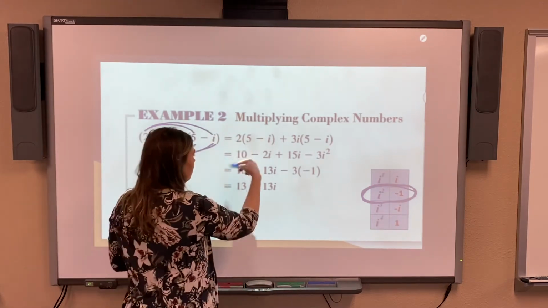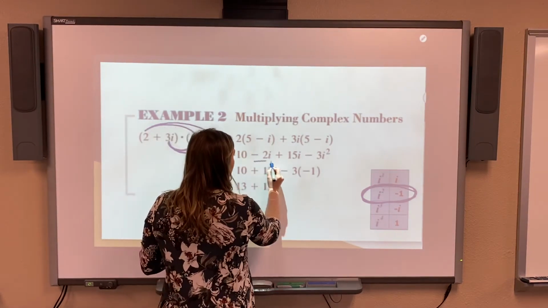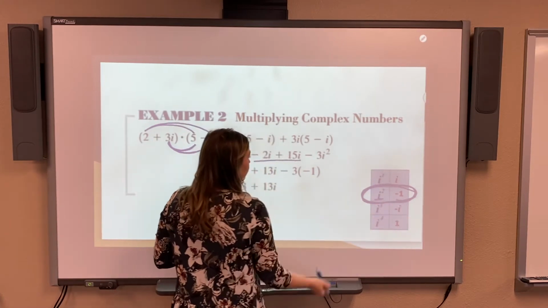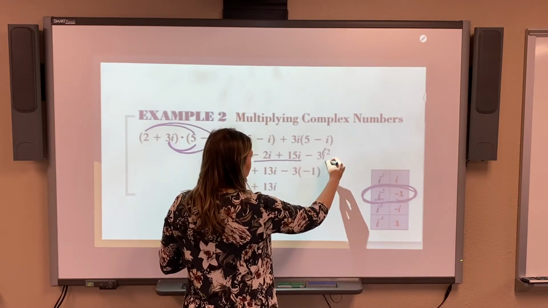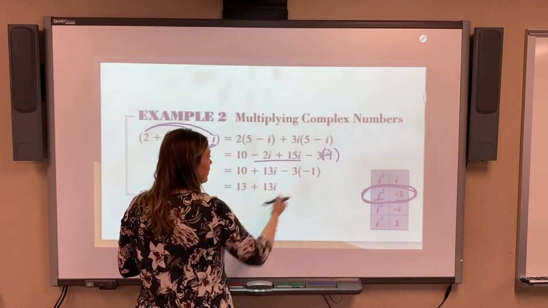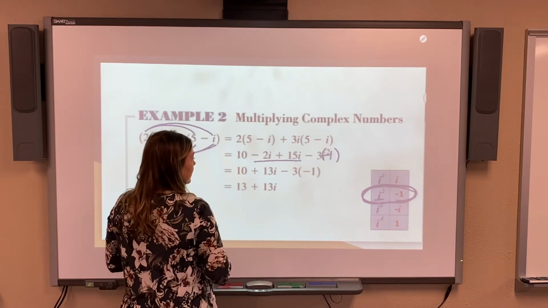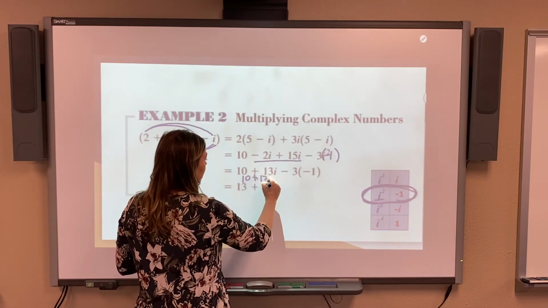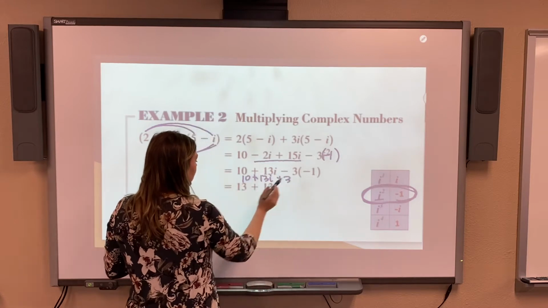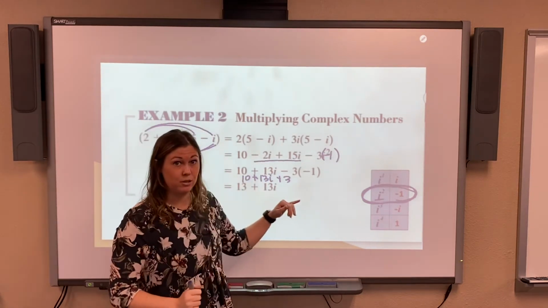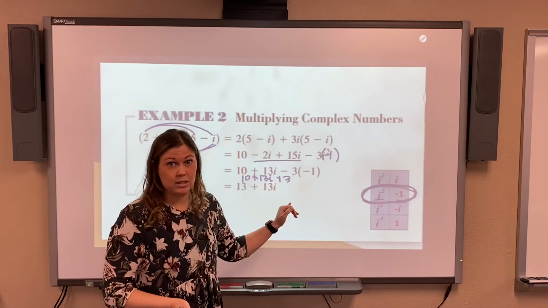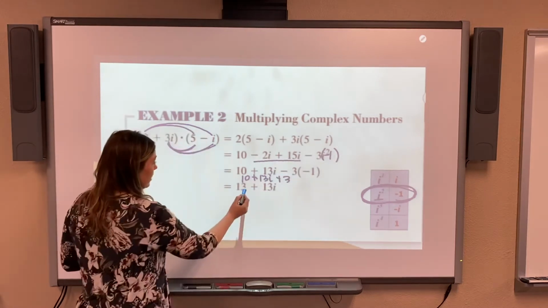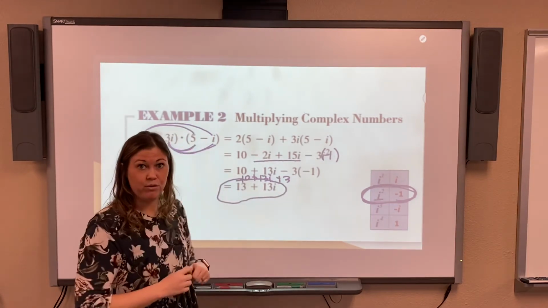Okay, so 10, bring it down. We can combine negative 2i plus 15i to get 13i. And then our i squared, like we said, is negative 1. And so that would be the same thing as just replacing that with the negative 1. We're going to substitute that in. Okay, now this can simplify. And so we have negative 3 times a negative 1 gives us a positive 3. So that would be 10 plus 13i plus 3. 10 plus 3 is 13. And now this is in standard form. If you notice, there is no i squared in standard form because i squared is negative 1. And so you have to substitute that in order to get your a plus bi standard form.